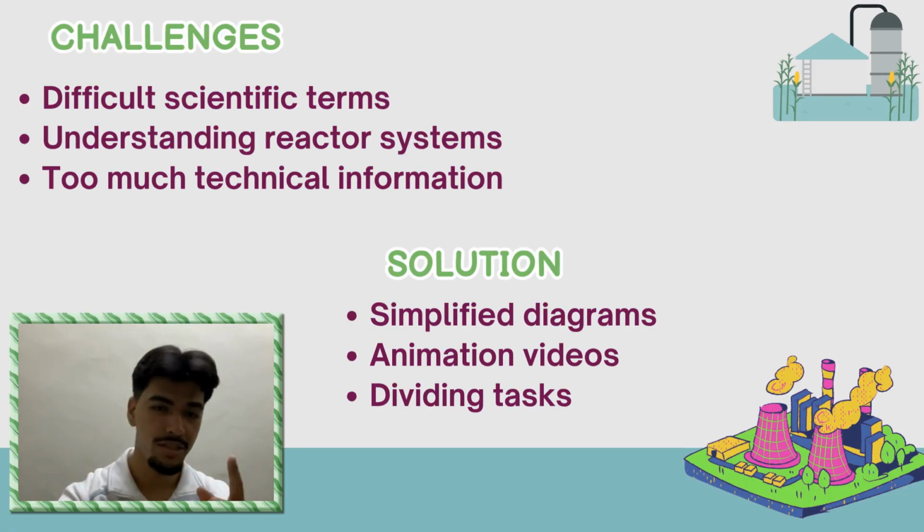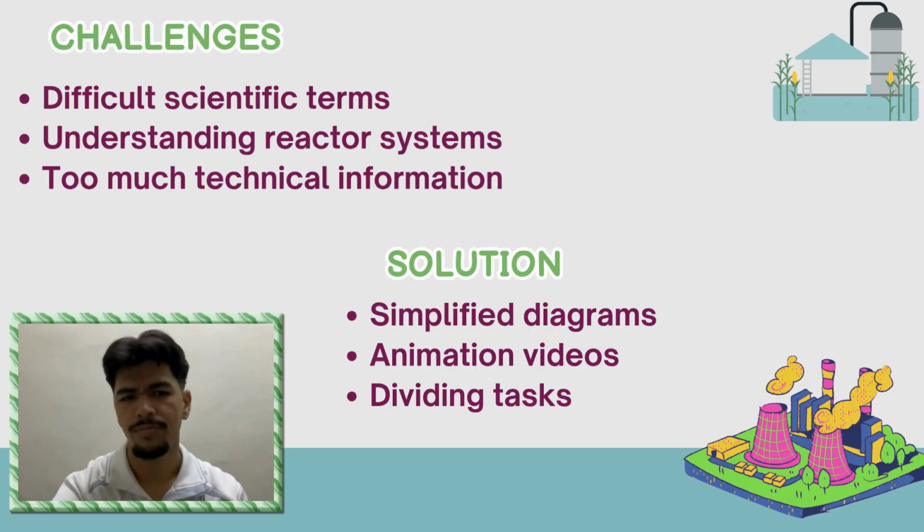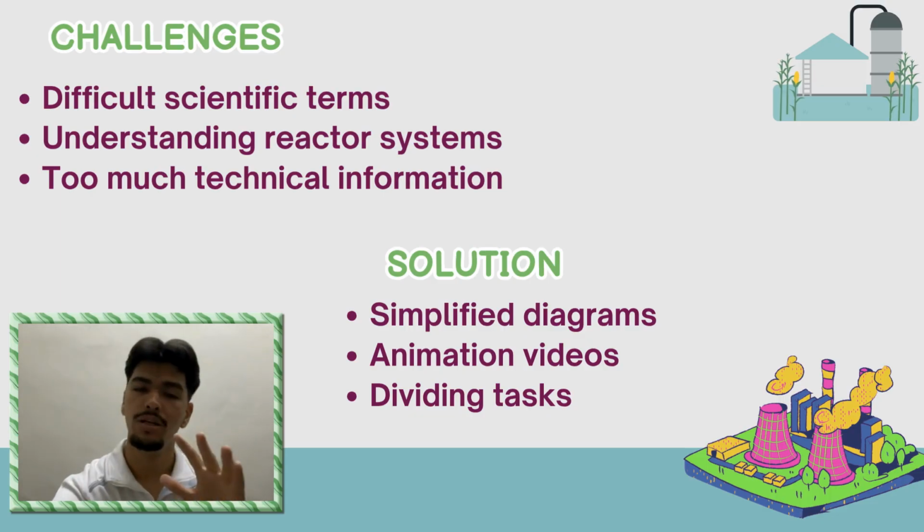And during our research, we faced several challenges. First, some scientific terms were difficult to understand. Second, reactor systems were quite complex. We also found too much technical information, which made learning harder. To solve these problems, we used simplified diagrams, watched animation videos for better understanding, and divided tasks among group members to make work easier.